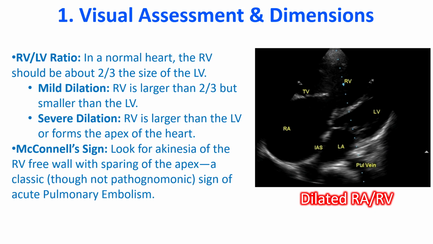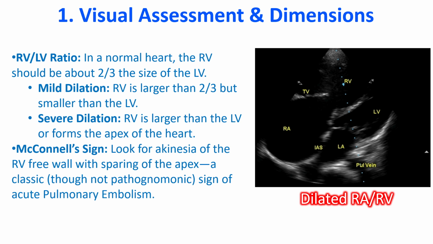1. Visual assessment and dimensions. Start with the apical 4-chamber view to gauge the big picture. RV-LV ratio. In a normal heart, the RV should be about 2/3 the size of the left ventricle. Mild dilatation: RV is larger than 2/3 but smaller than the LV. Severe dilatation: RV is larger than the LV or forms the apex of the heart.